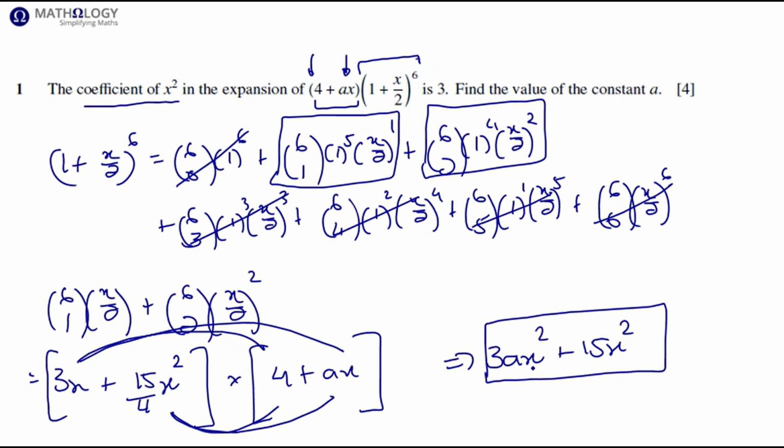The coefficient of x squared in this expression has to equal 3. So the coefficient of x squared is 3a + 15, and that must equal 3. So 3a equals minus 12, and a therefore equals minus 4.